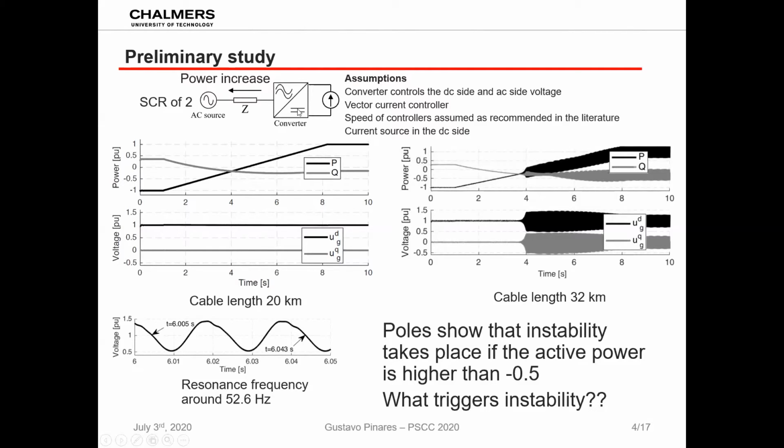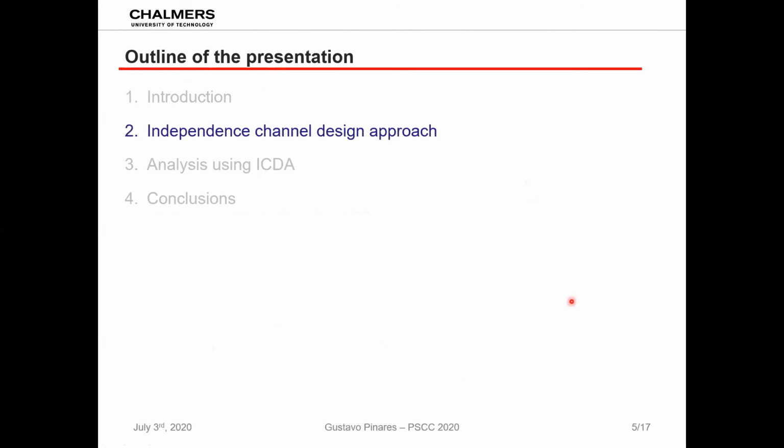We have a vector current controller in the converter, and the controller parameters are tuned as recommended in the literature. We did two tests. We increased the power from -1 to +1, where negative is power going into the converter, and positive means power injected into the AC source. We tested two cable lengths: 20 kilometers and 32 kilometers.